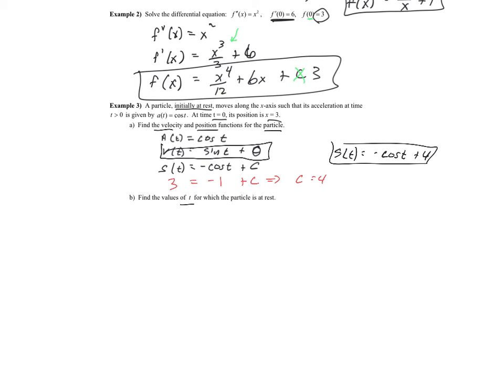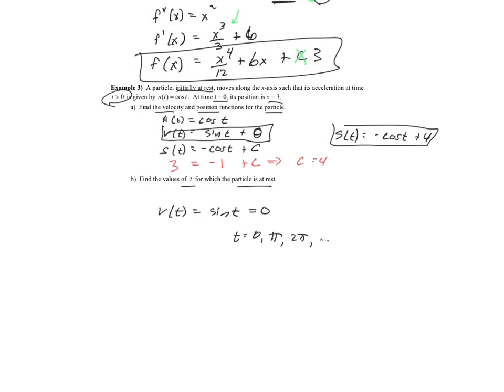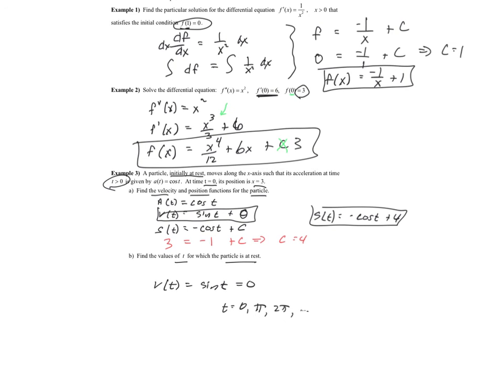Find the value of t where the particle is at rest. Okay, so then that means that my velocity of t is the sine. And when is the sine at rest? Well, that's going to be at multiples of 0, pi, 2 pi. I'm looking at just time greater than 0. So that would result in our particle motion problem.